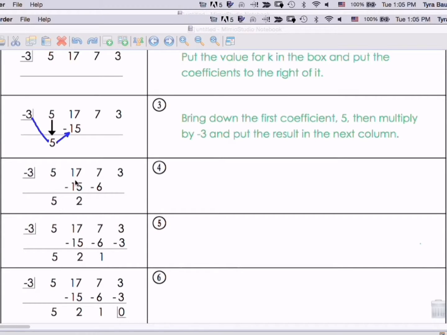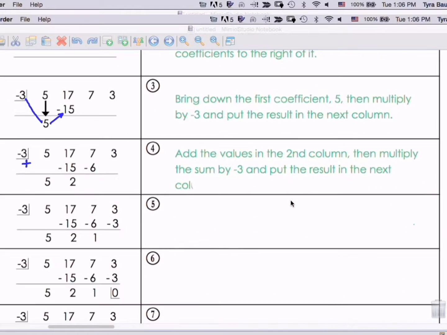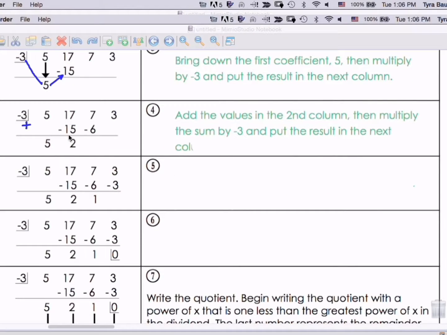Okay, now we have a 5 here, we have negative 15. How did I get a 2? Looks like I'm adding here. So 17 plus negative 15 is 2. And then I have negative 6 in the next column, which means I did 2 times negative 3 to get the negative 6. So I'm going to erase to show you my next step. Sorry. Add the values in the second column. Then multiply the sum by negative 3 and put the result in the next column.